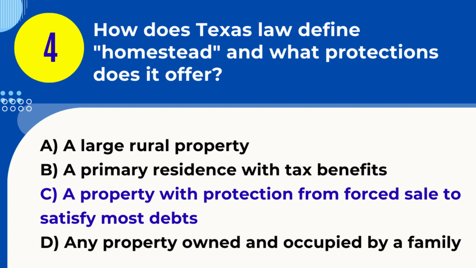Answer: C. A property with protection from forced sale to satisfy most debts. Explanation: In Texas, a homestead is defined as the primary residence of a family or a single adult, which is protected from forced sale by creditors to satisfy most debts.